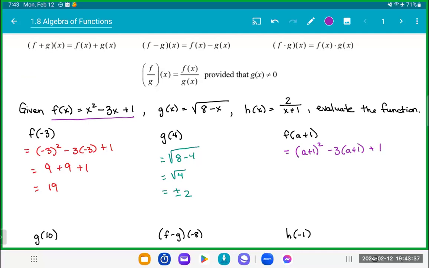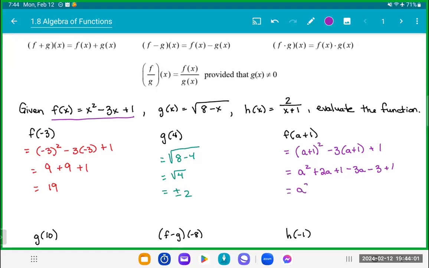And so a plus 1 times a plus 1, that's going to give me a squared plus 2a plus 1. And then -3 times a is -3a. -3 times plus 1 is a -3. And then plus that 1 out there on the end. And now we just need to simplify.